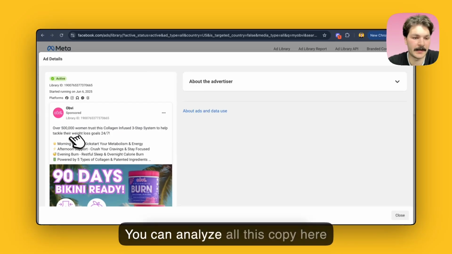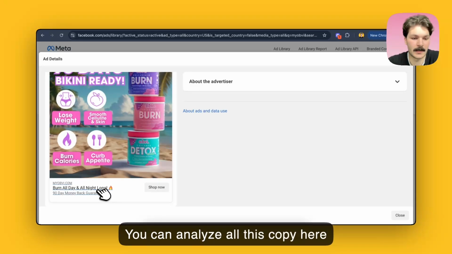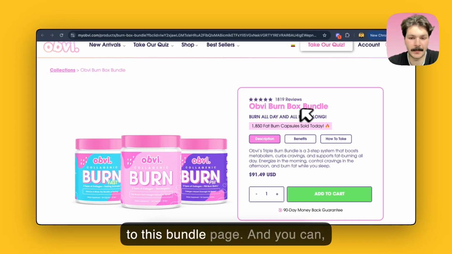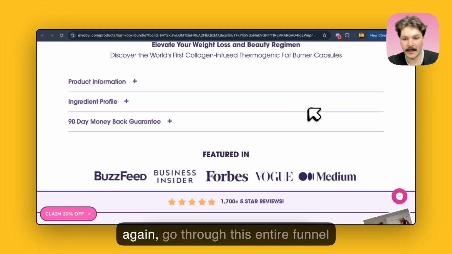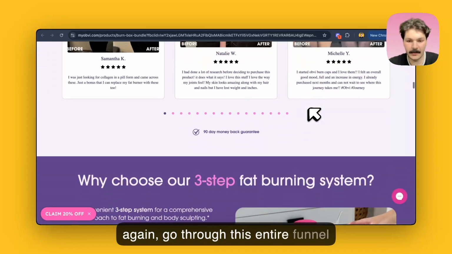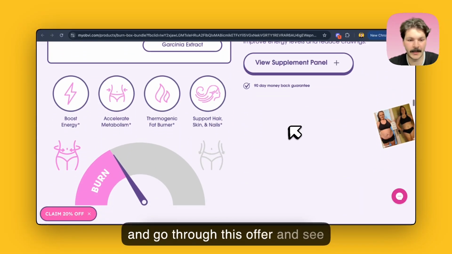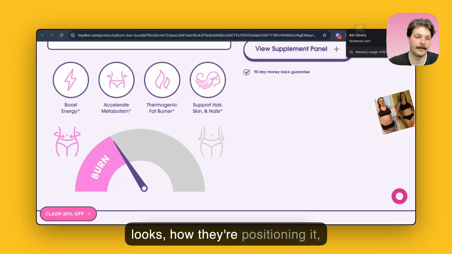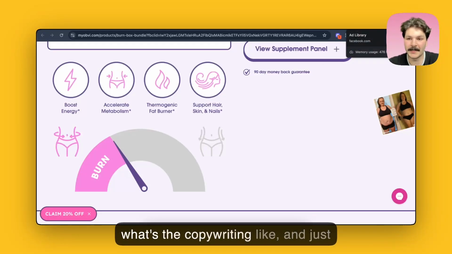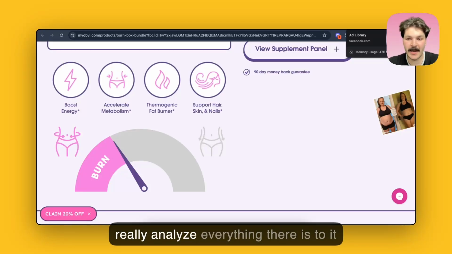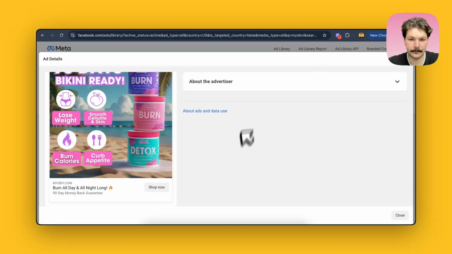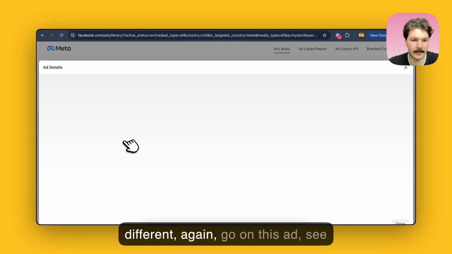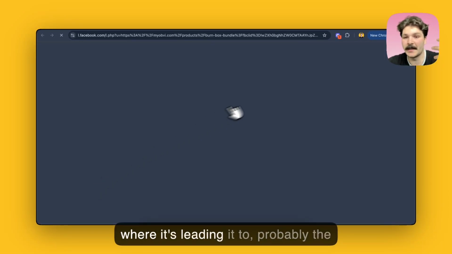You can analyze all this copy here, and click on this link, and it gets you to this bundle page. And you can again go through this entire funnel and go through this offer and see what they're doing, how the design looks, how they're positioning it, what the copywriting is like, and just really analyze everything there is to it. And do the same, go on this ad, see where it's leading you to.